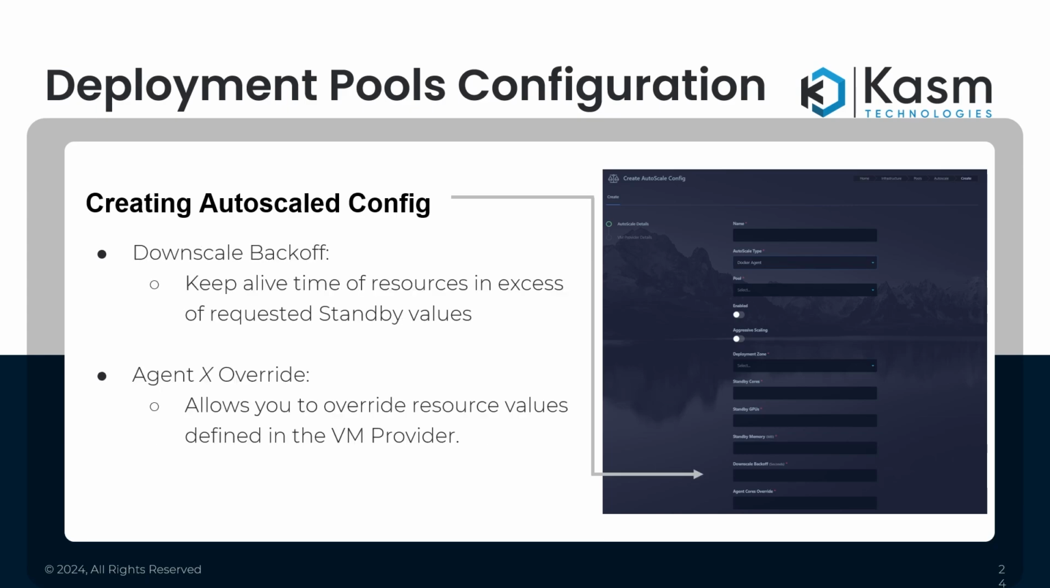The next setting is called the downscale backoff. This setting prevents the system from prematurely deleting agents when the number of available resources temporarily exceeds the set values for standby resources. By defining a specific time period for this setting, you can ensure that resources are not downscaled too quickly. Then we have the agent override settings, which allow you to manually adjust the resource allocations specified in the VM provider settings when provisioning new agents. This can be useful for customizing the compute resources for your auto-scaled agents.